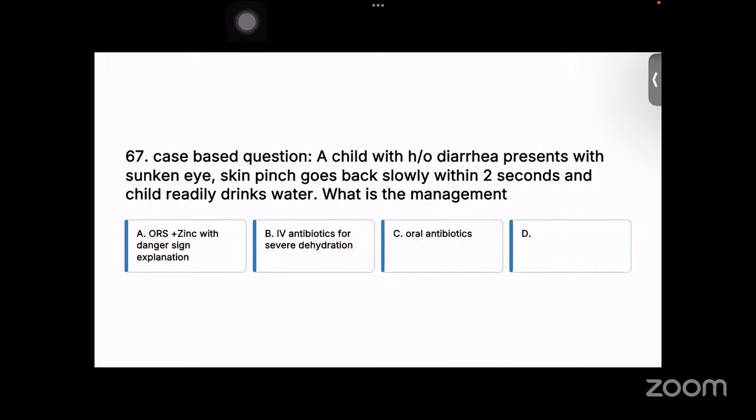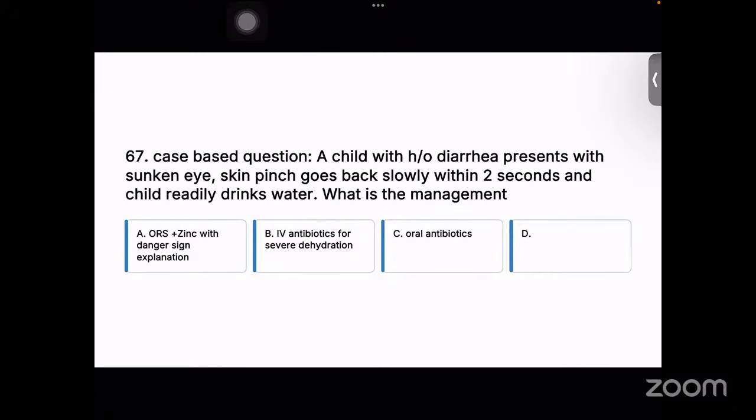And what are the danger signs that you have to tell the patient's caretakers? When the patient is unable to drink or breastfeed, it is a danger sign. Vomiting everything is a danger sign. Convulsions are a danger sign. Blood in stool is a danger sign. Lethargy or unconsciousness is a danger sign.